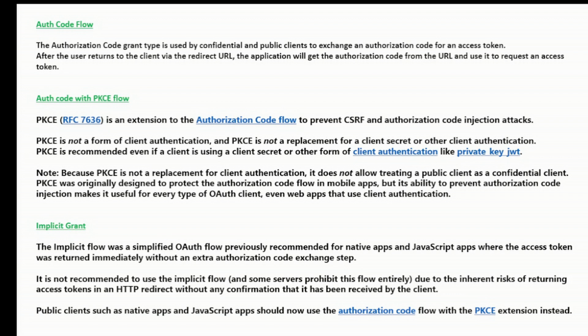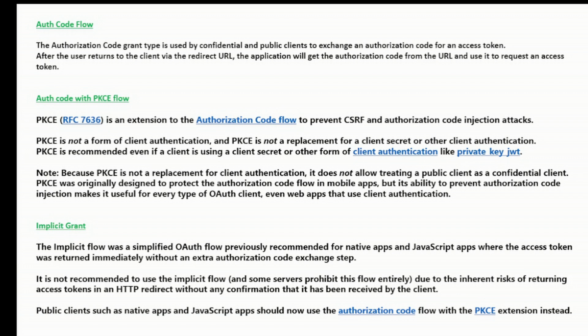The second one is the auth code with PKCE flow. PKCE means proof key for code exchange. So what exactly is this? It's an extension to the authorization code flow to prevent CSRF and authorization code injection attacks. These are the two kinds of attacks, CSRF and authorization code injection. So it is basically an extension of the authorization code flow to prevent these attacks. PKCE is not a form of client authentication, and PKCE is not a replacement for a client secret or client authentication. Okay, it's not a replacement for a client secret.